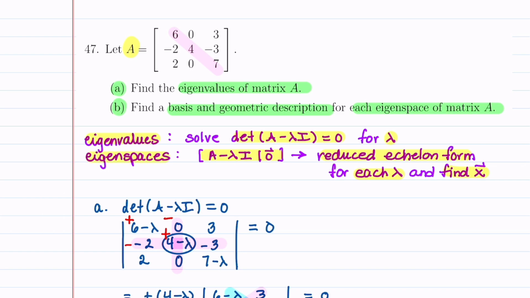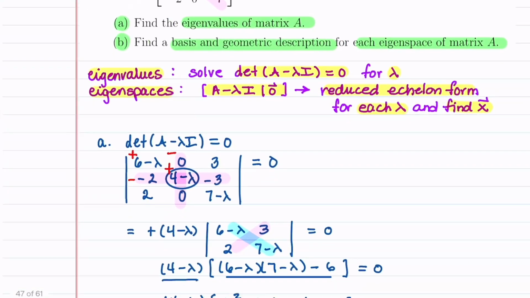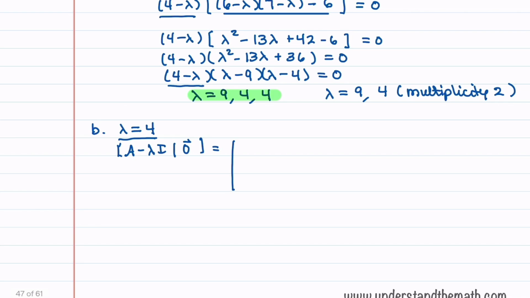There's our main diagonal. So we're going to subtract 4 off it. So we get a 2, minus 2, 2, 0, 0, 0, and then a 3, a minus 3, and a 3. Let's write that down. We have a 2, a minus 2, and a 2. We have a column of zeros, and then a 3, a minus 3, and a 3, and we're going to augment it with 0.